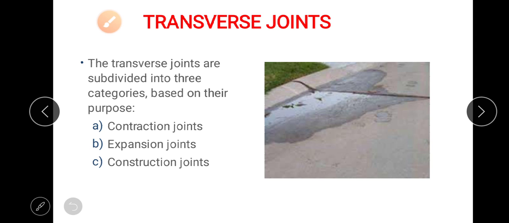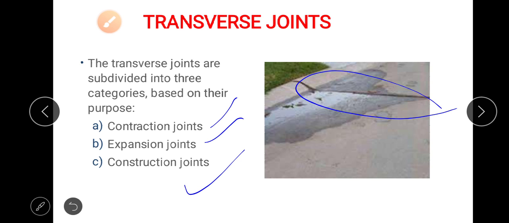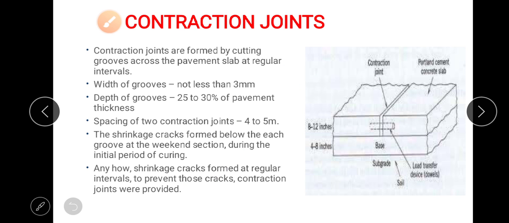Transverse joints are subdivided into 3 categories: contraction joint, expansion joint, and construction joint. You can see here the transverse joint. Contraction joints are formed by cutting grooves across the pavement slab at regular intervals. Width of grooves not less than 3 mm. Remember, 3 mm or 0.3 centimeter. Depth of grooves 25 to 30% of the pavement thickness. Whatever the thickness, 25 to 30% of it is allowed for the depth of grooves. Spacing of 2 contraction joints is 4 to 5 meter.